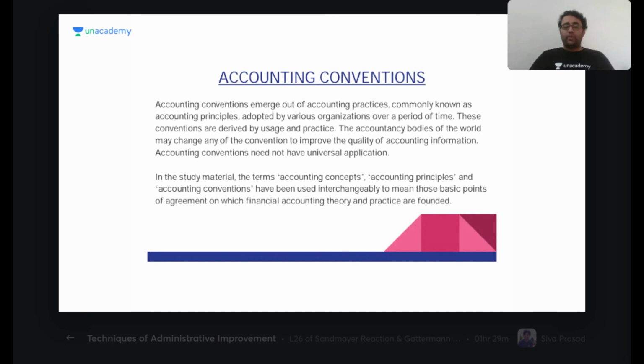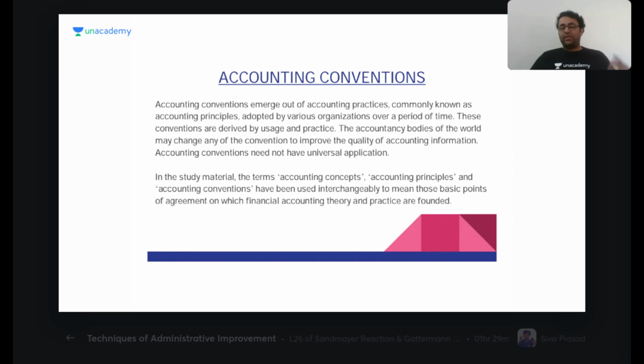The accountancy bodies of the world may change any of the conventions to improve the quality of the accounting information. Accounting conventions need not have universal application. Like I said in my previous session, almost all the countries in the world have their own GAAP. GAAP means generally accepted accounting principles, and constant efforts are being made so that the GAAP of all the countries are uniform, and the accounting reports prepared by the countries are, to the maximum extent possible, uniform in structure.